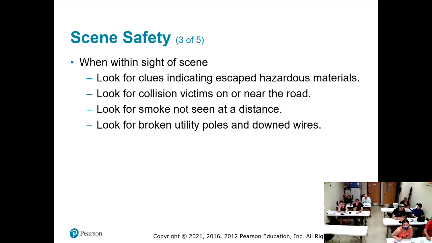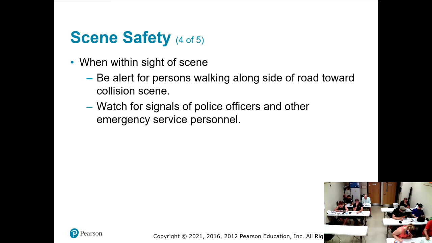When you get within sight of the scene, start looking for other things. Our hazardous materials, we talked about that in the MCI and hazmat class. Keep an eye out for any sort of placards or anything that might be labeled on a vehicle that might indicate that there's hazardous materials. Look for victims that are on the road or off the road. They may be in the ditch. So take a look at the car. You're looking at the car and the collision forces and where it happened. And then also look for the broken utility poles and downed wires. You don't want to approach anything with downed wires, especially if they're sitting on top of the car.